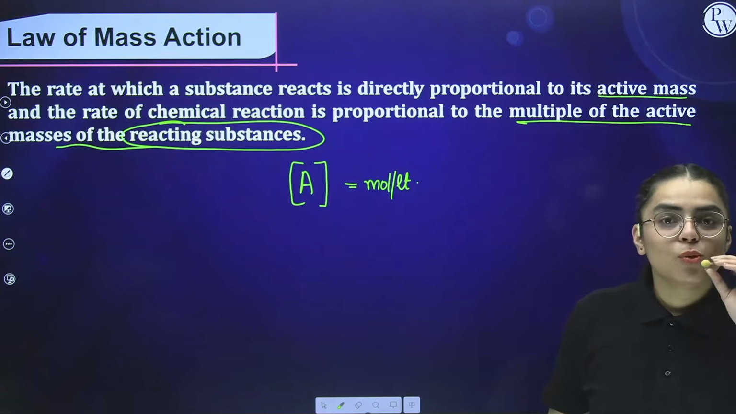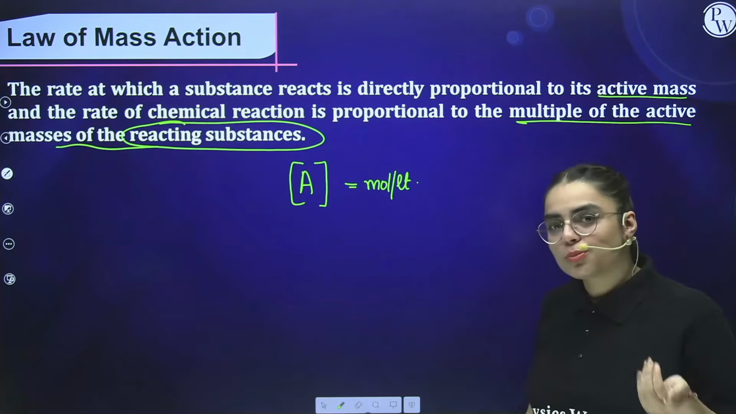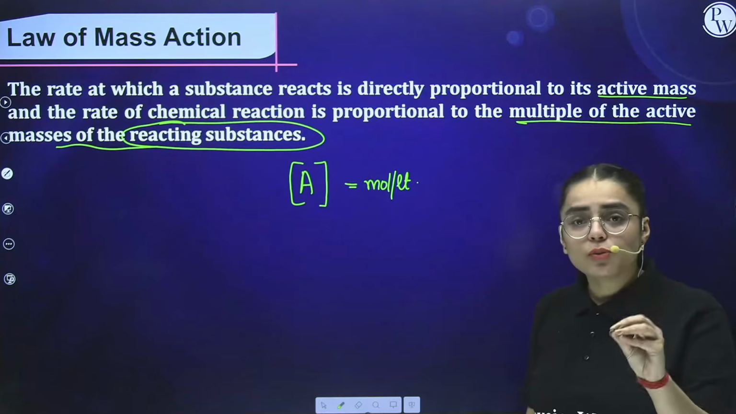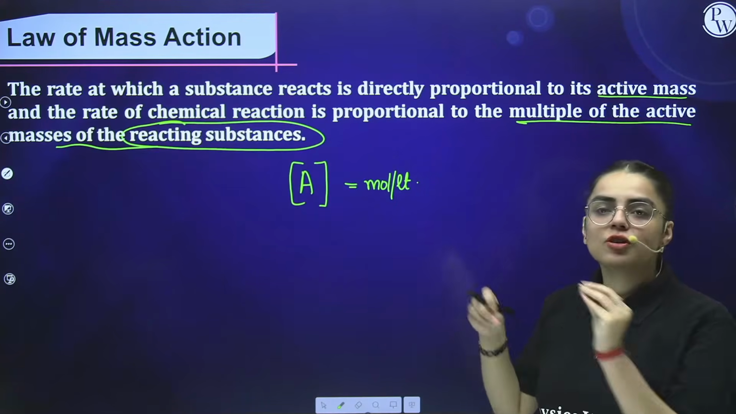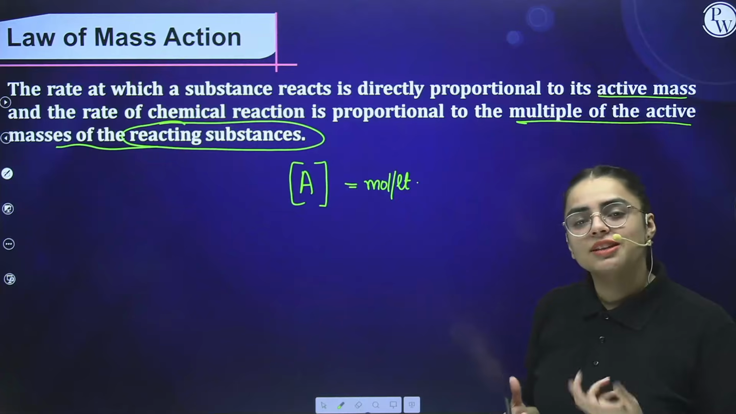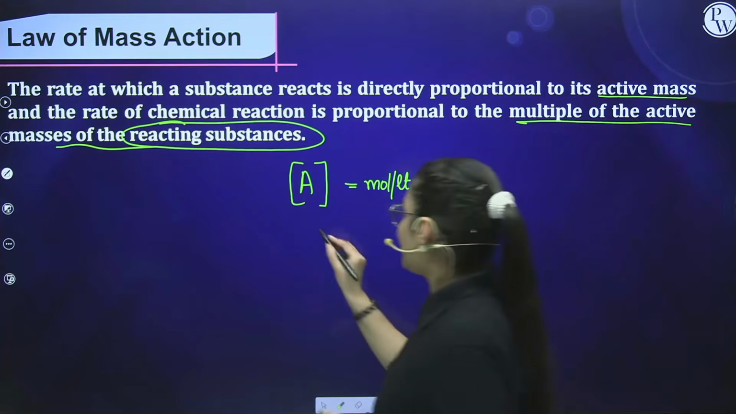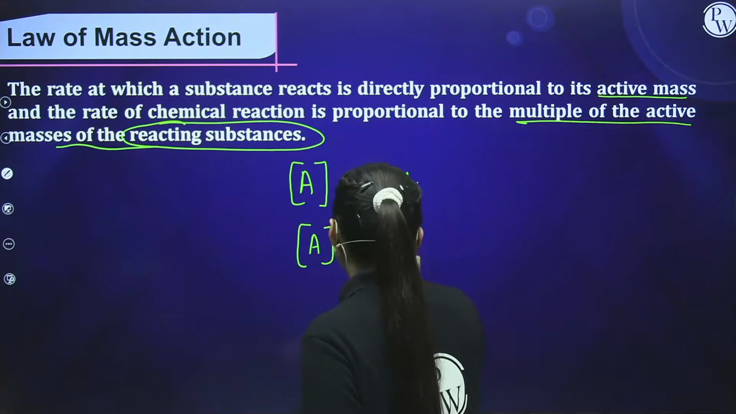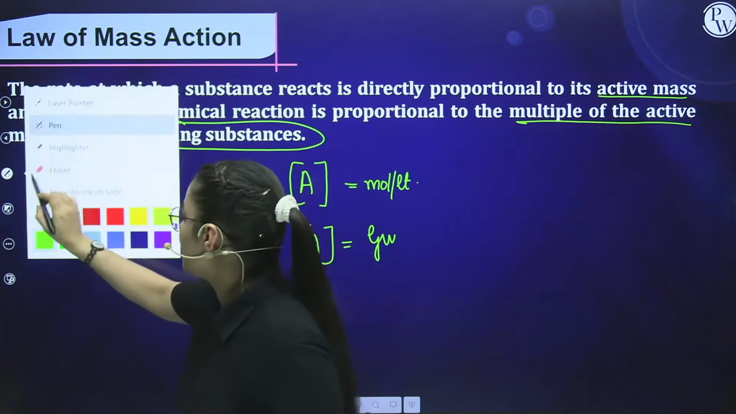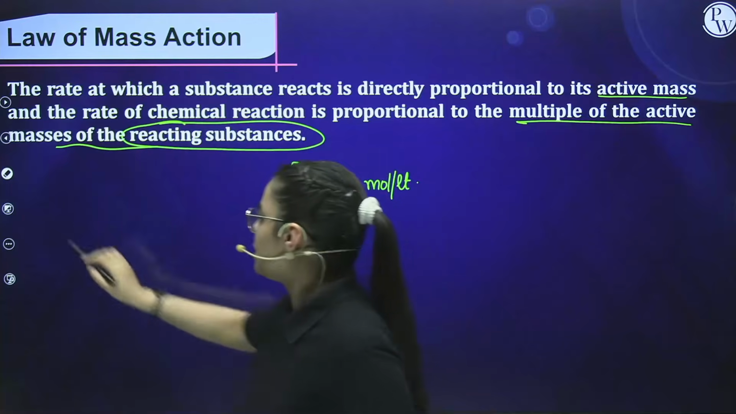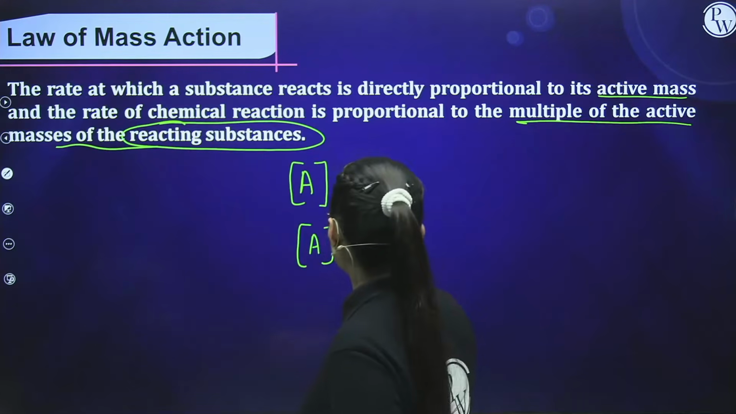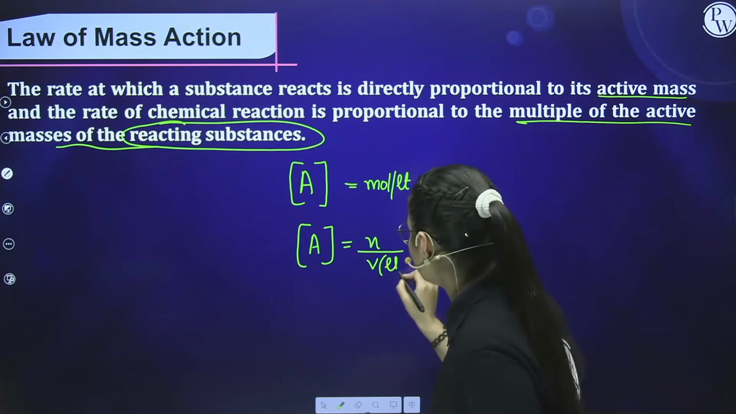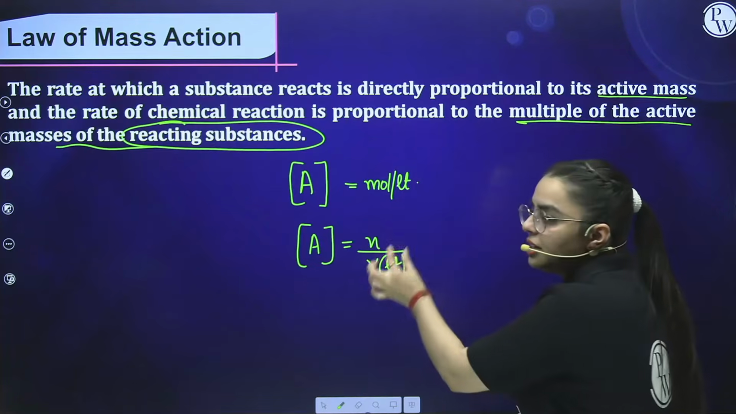What do you mean by mole? Mole refers to given mass upon molecular mass. What do you mean by liters? Liter is basically the unit of volume. That means if I want to calculate the active mass, I can say it is equivalent to, first of all, the basic formula, and then we are going to derive some formulas from that. The very first formula is number of moles divided by volume of solution in liters. This is the formula that we can define from the units.